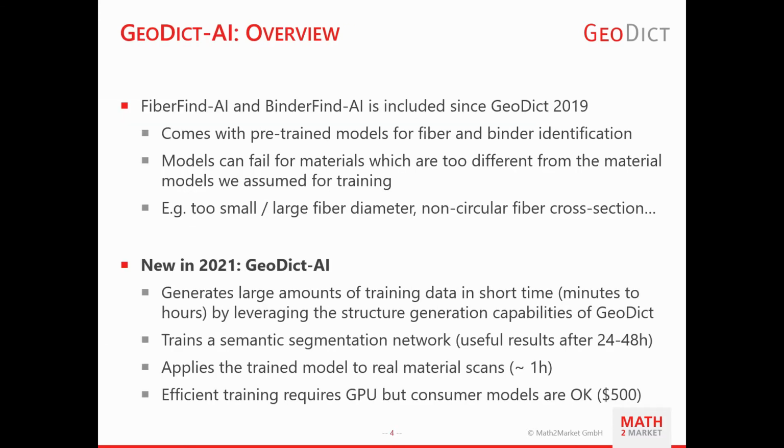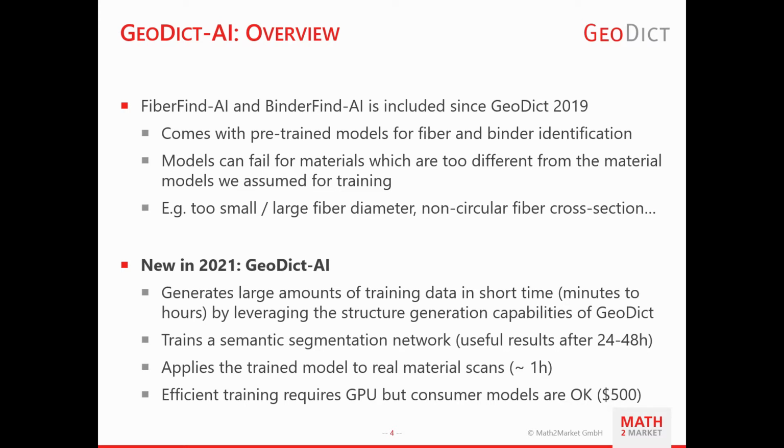As you might know, since Geodict 2019, we are including FiberFind AI and BinderFind AI. Those come with pre-trained models for fiber and binder identification respectively. However, those models can fail for materials which are too different from the material models we had assumed when we did the training for these networks. For example, if the fiber diameters that you're analyzing are too small or too large, or if fibers have a non-circular fiber cross-section, etc., then these models might fail to correctly identify your fibers.